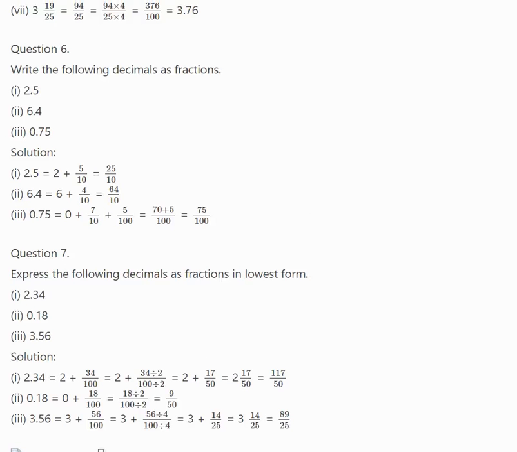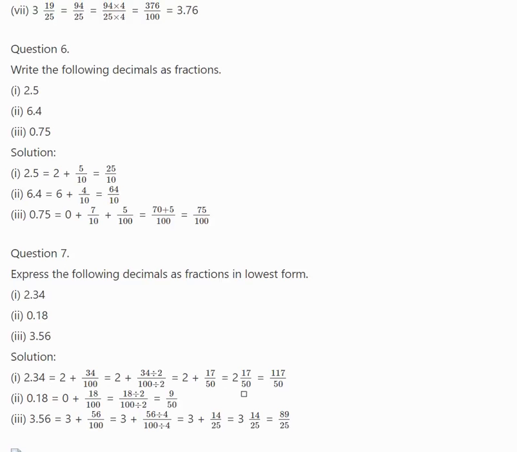Next, decimal as fraction. This is also very simple. How to convert this decimal to a fraction? Just 2.34, you write it as 234 by 100. Then you do one thing. Cancel this by the 2 table. You will get 117 by 50. So 2 17 by 50.